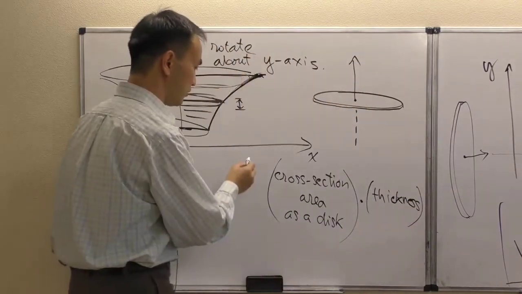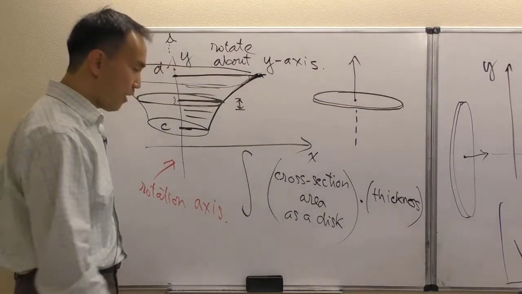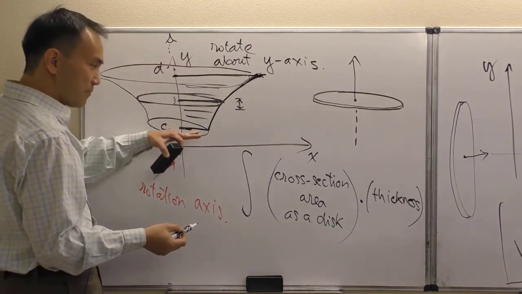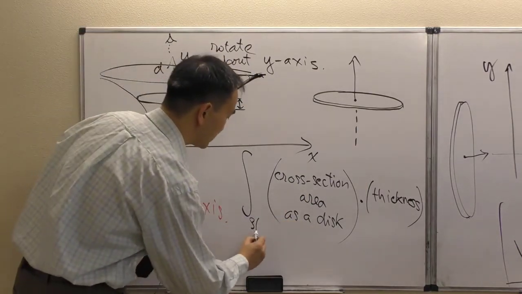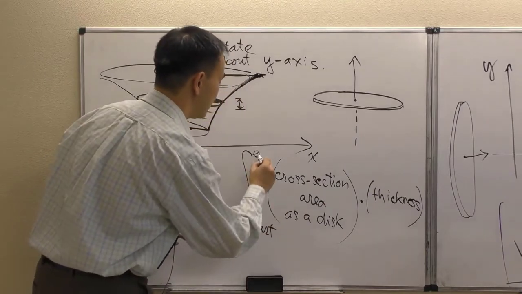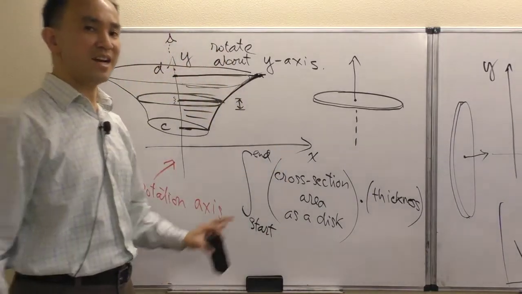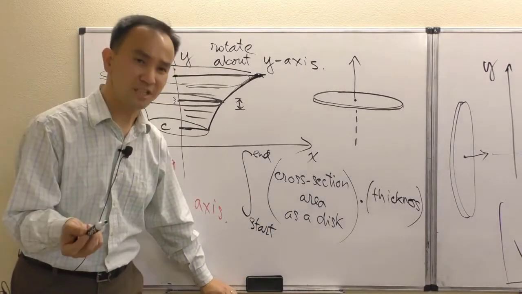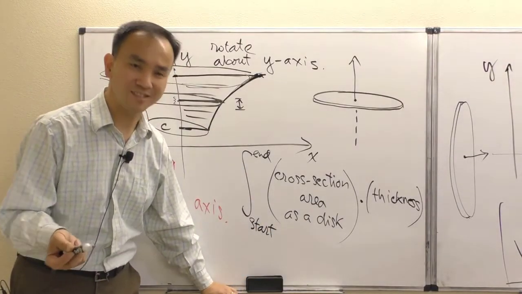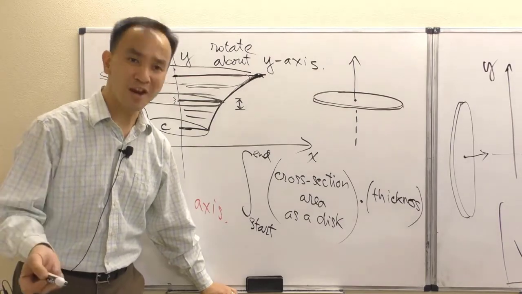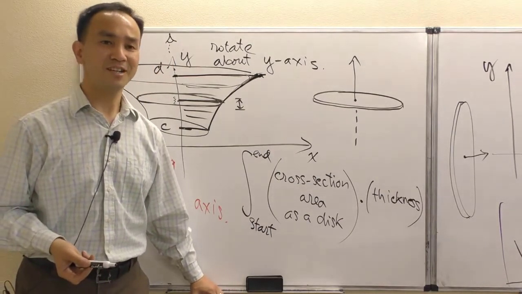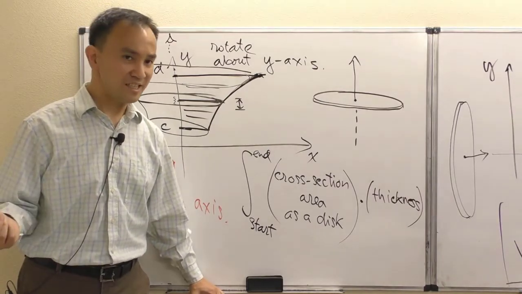All right, and then we're going to be accumulating all of those volumes ranging from this starting point to the ending point right here, for some start to end. And that's how we can obtain the complete volume, the precise value, of the solid that was generated by rotating a region.